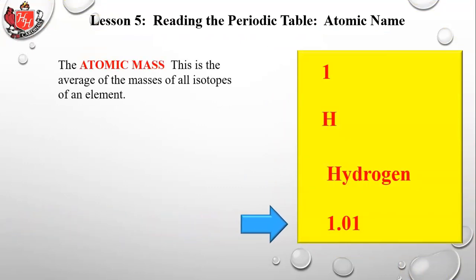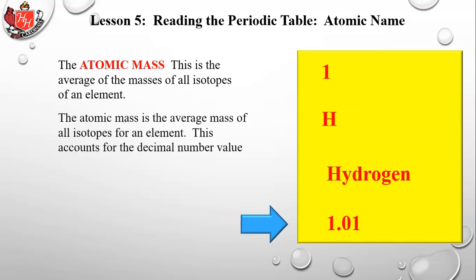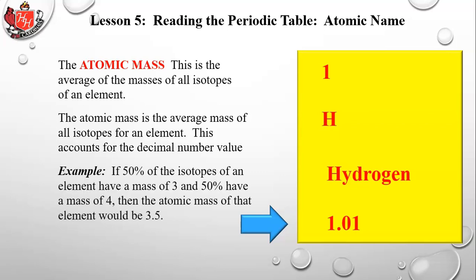The atomic mass. This is the average of the masses of all isotopes of an element. The atomic mass is the average mass of all isotopes for an element. This accounts for the decimal number value. So for example, let's just take a simple example. If 50% of the isotopes of a particular element have a mass of 3 and 50% have a mass of 4, then the atomic mass of that element would be 3.5.